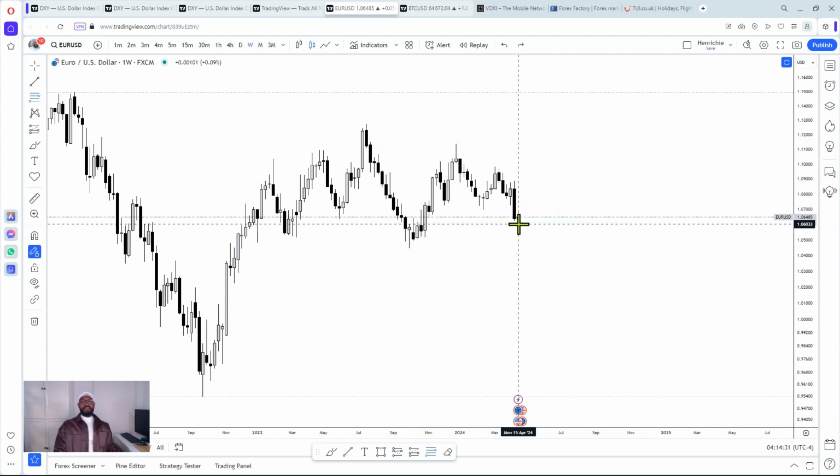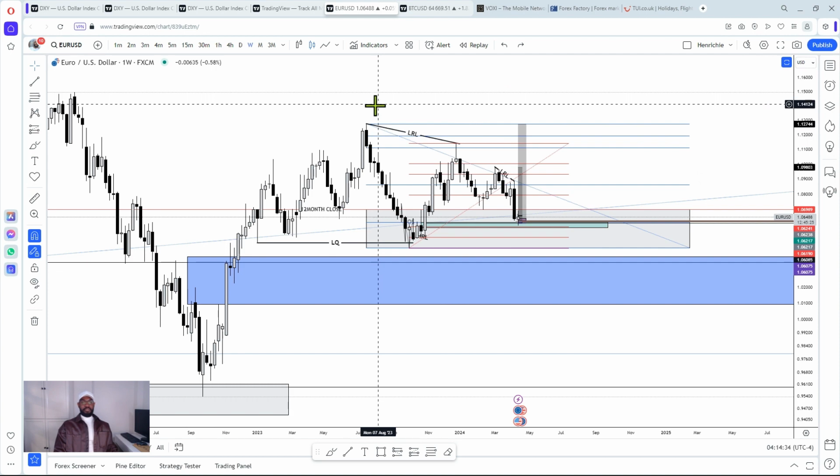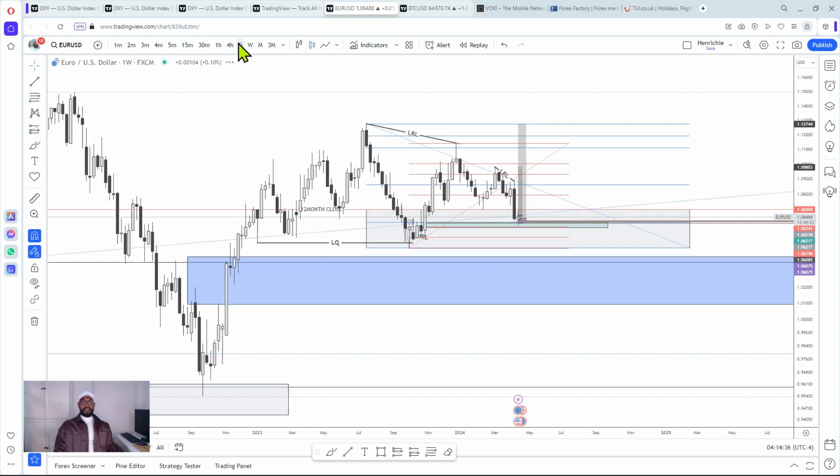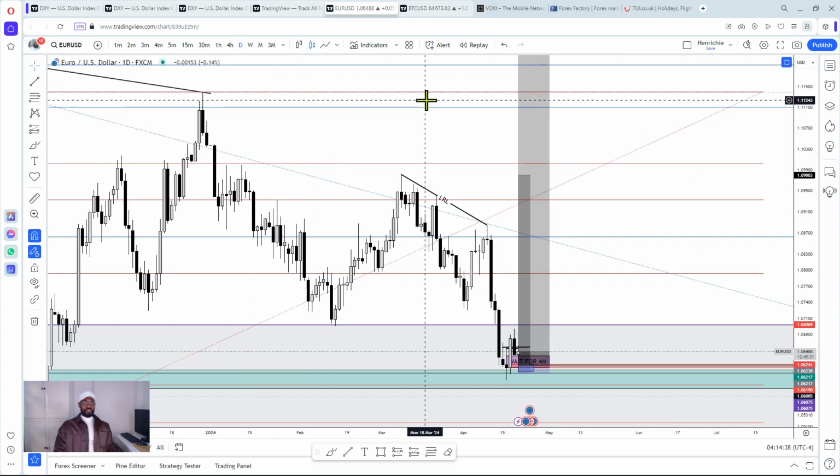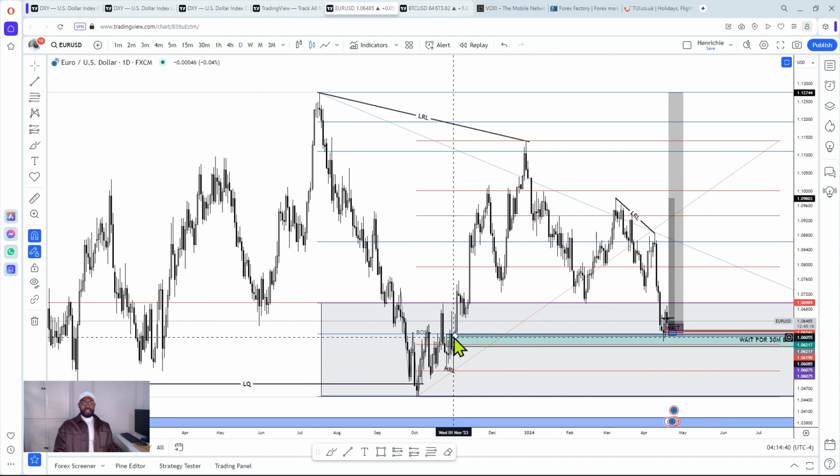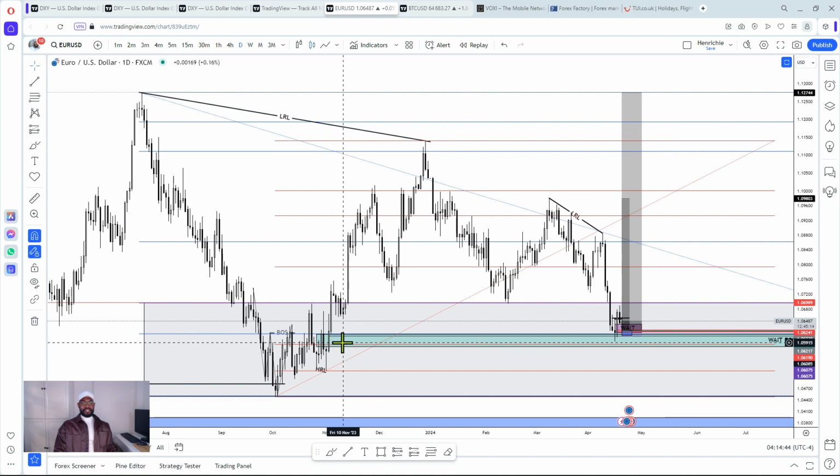So personally, I'm still bullish on Euro US dollar, and I'm looking for buys. I've already set my buy limit orders on Euro US dollar. And right here, we have this inefficiency. This is my point of interest, and all I wanted to see was a 30 minute break of structure after mitigating that position.